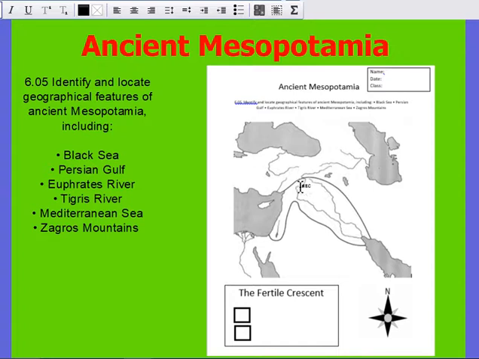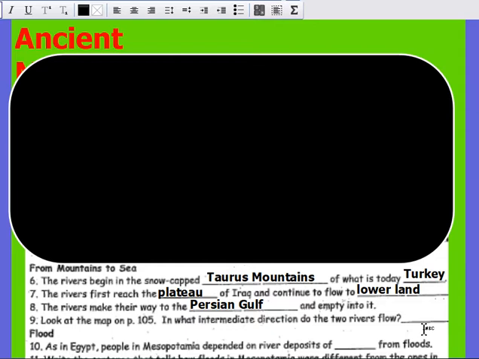So we know the rivers flow this direction into the Persian Gulf because this is the Persian Gulf. So if you're looking at that, do you have a guess as to which intermediate direction the river flows? Hopefully you said that the river flows southeast, because it does.